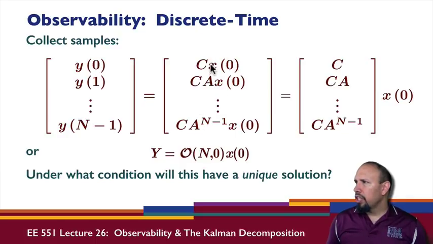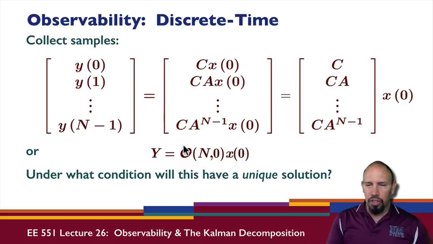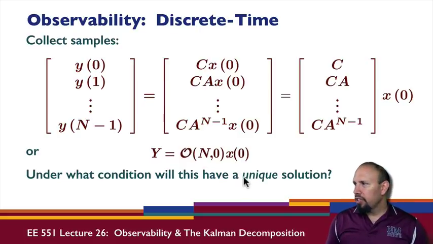Notice that each of these values, because it's the unforced system and we don't have a control signal, is dependent upon the initial condition. I can factor that initial condition out and I get this matrix. That's the observability matrix, or the output matrix from 0 to n. So here I have a linear algebra equation. These values are known, x0 is unknown, and this is known. And so under what condition does this have a solution? Okay, a unique solution.